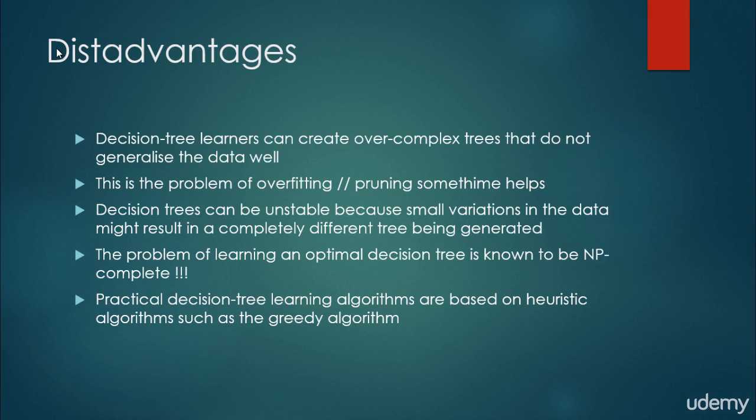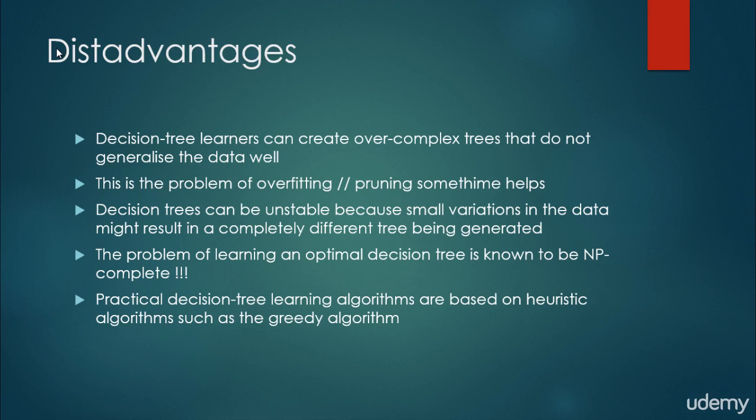Maybe pruning sometimes helps. I'm not sure whether you are familiar with, for example, the Minimax algorithm or chess engines, but this is the same concept: we have a tree-like structure with lots of leaves and lots of branches, and with the help of pruning we can get rid of lots of branches, and it's going to boost our algorithm. Decision trees can be unstable because small variations in the data might result in a completely different tree being generated. It's very important.